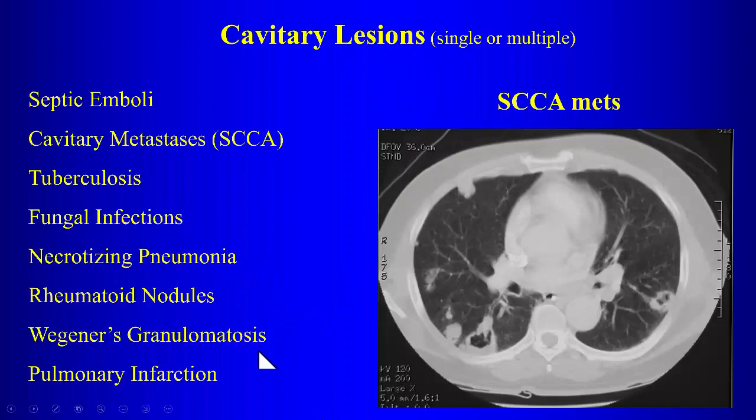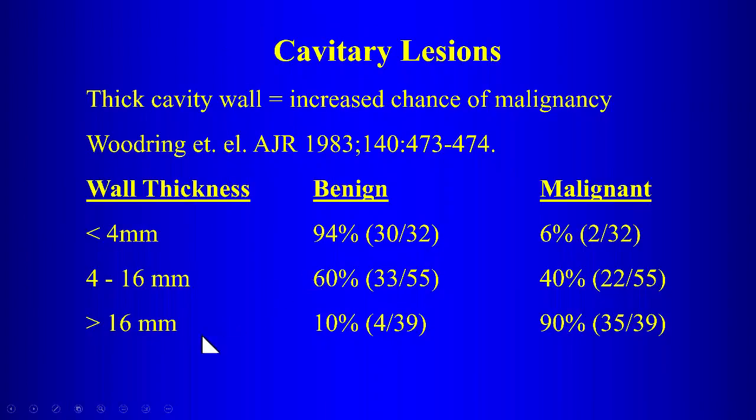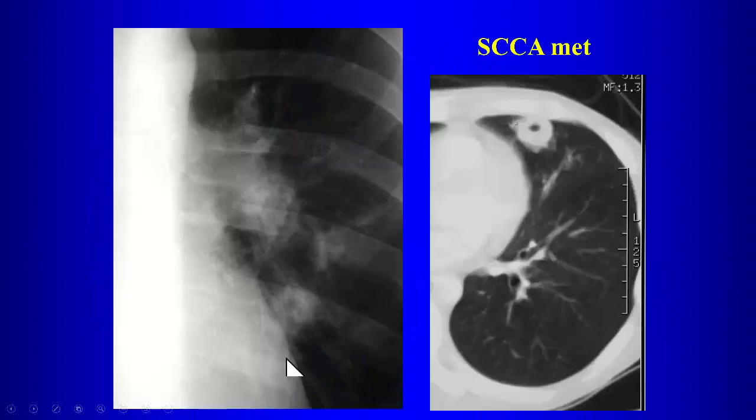There are some other more unusual things also, like rheumatoid nodules, Wegener's, and infarcts. Even when they're non-infected, if they're large enough, they might be associated with cavitation. So these are some of the things that are in our differential for cavitary lesions. Not that you need to know the numbers, but the concept is that the thicker the wall is, the higher the probability of malignancy. So the thicker the wall in the lesion, the more you're going to be concerned about malignancy when we're thinking about cavitary lesions.